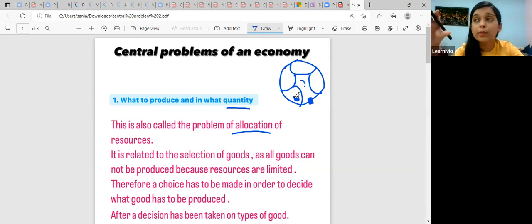So what you are doing is basically locating it. Or for example, you bought a new bed, so it will not be in your kitchen, it will be in your bedroom. So this what to produce is also called the problem of allocation. This word came from location. Allocation of resources. Clear?